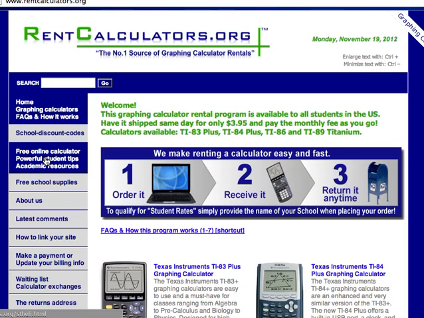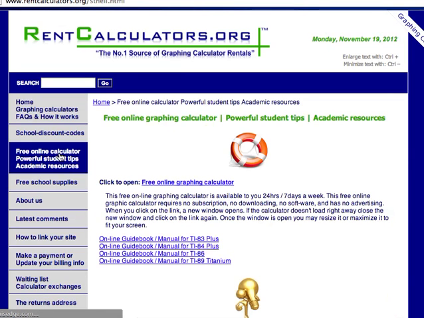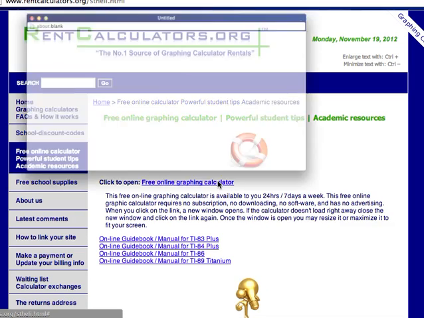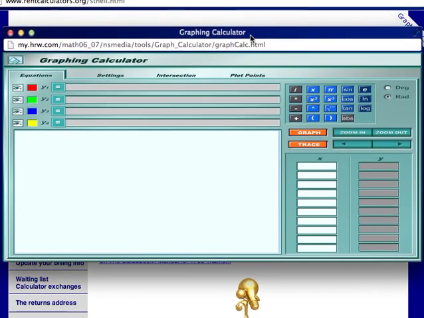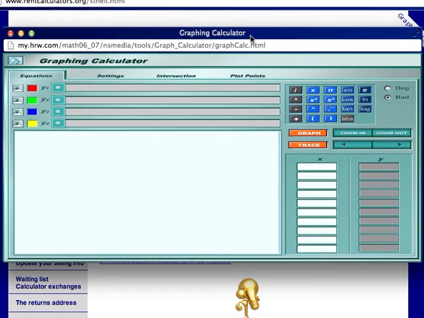Okay, so let's go ahead and click the free online calculator. Now, what's going to happen is you're going to be brought up to a page like this. We want the free online graphing calculator. Okay, so free online graphing calculator, I need you to go ahead and click. And then what that's going to do is bring up a window like this. I'm going to go ahead and move it down so we can get it on the video. And there you go. So far, so good?